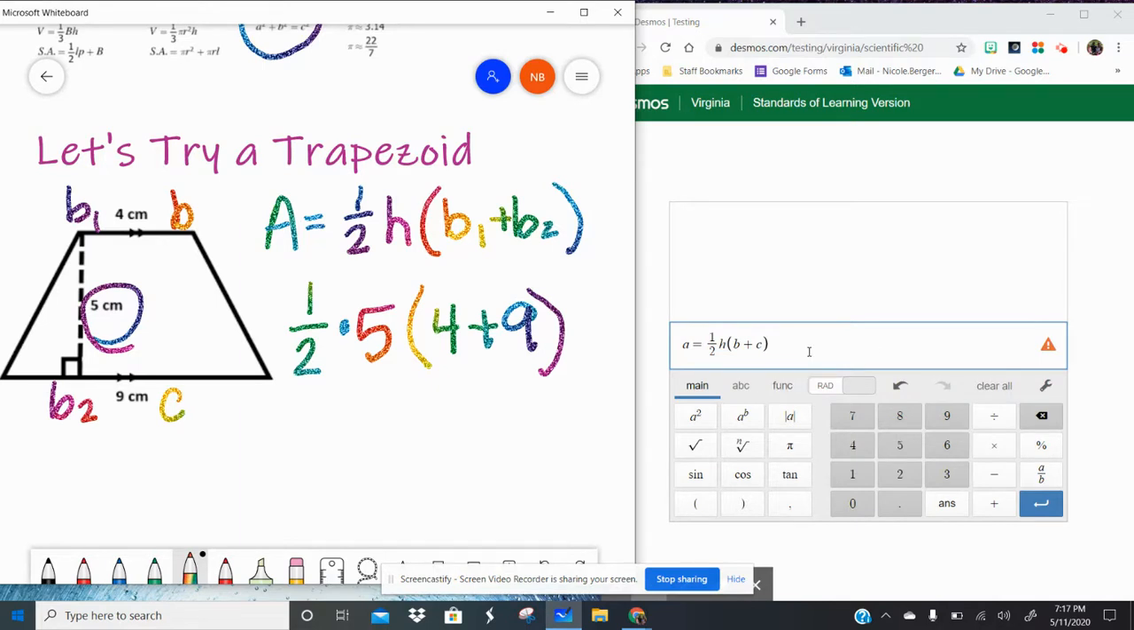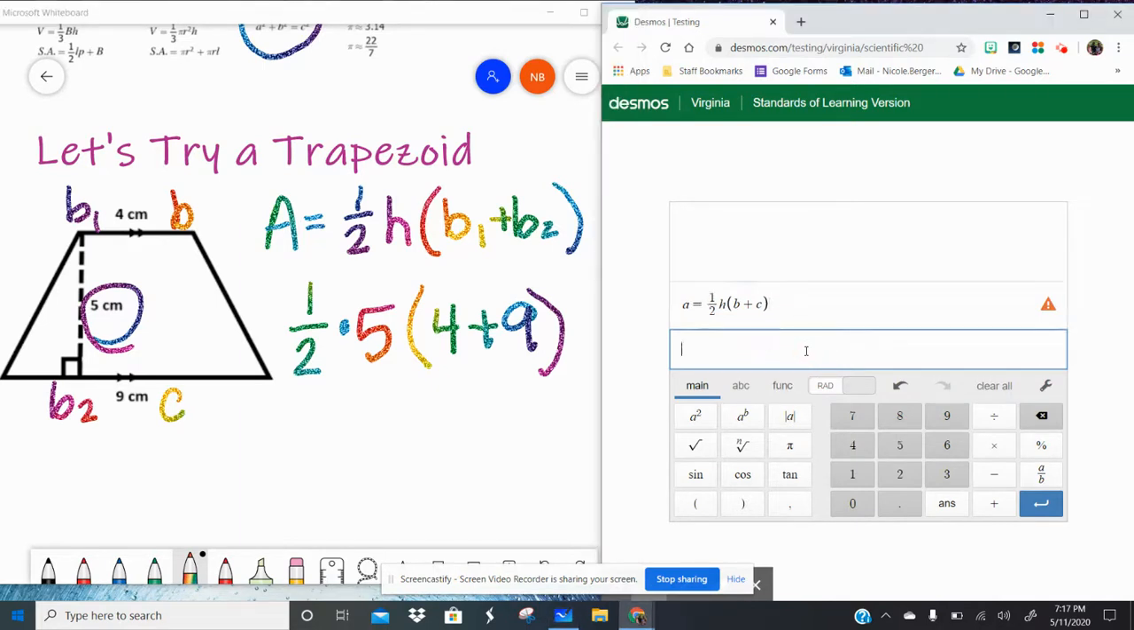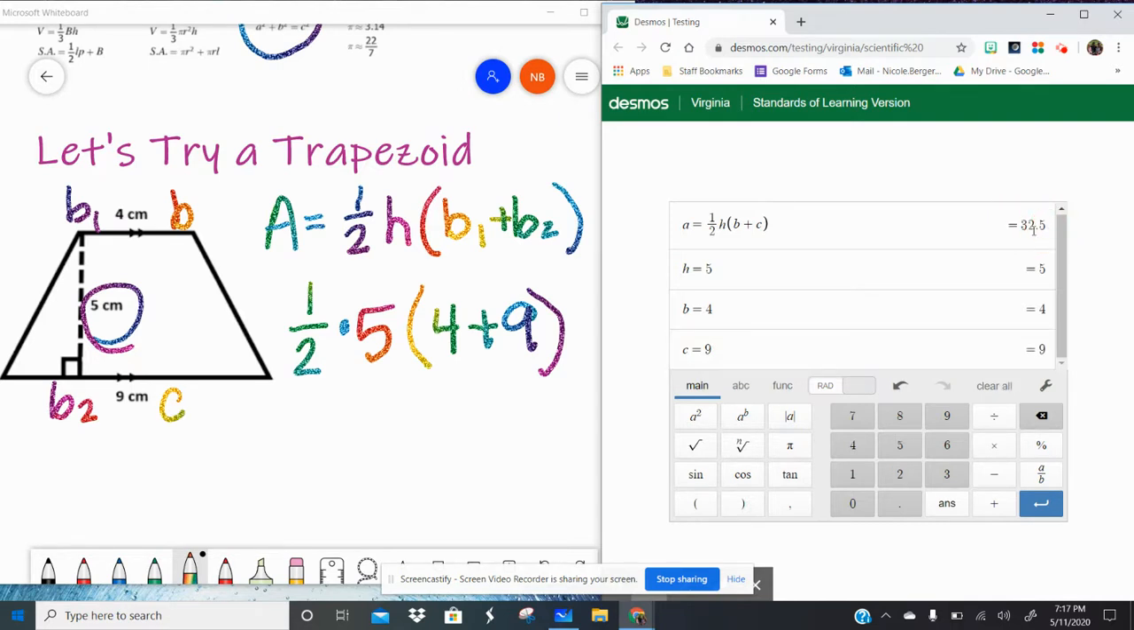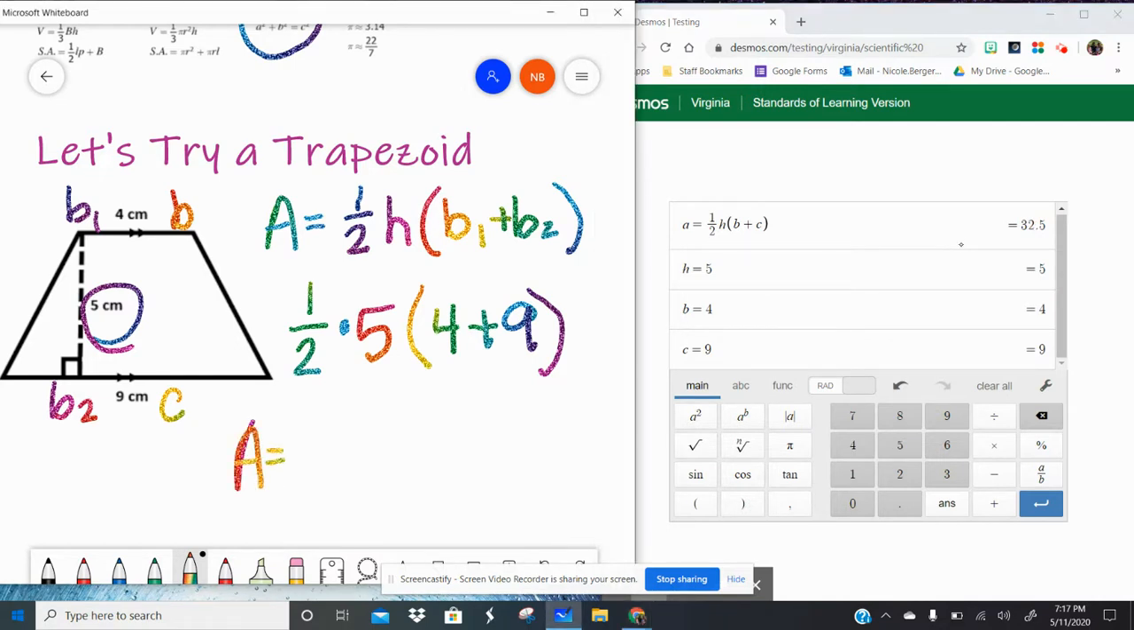Or I can go over to my Desmos calculator and say, okay, well, the height is 5, B1 is 4, and B2, which I labeled C for the Desmos calculator purposes, equals 9. And just look right there. Boom. 32.5. You see right there? Woo! How amazing is that? So I can say that the area of this trapezoid is 32 and 5/10 centimeters squared.